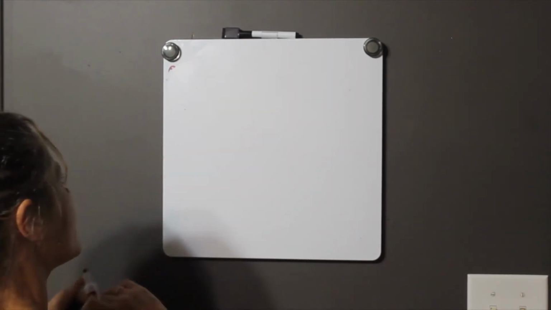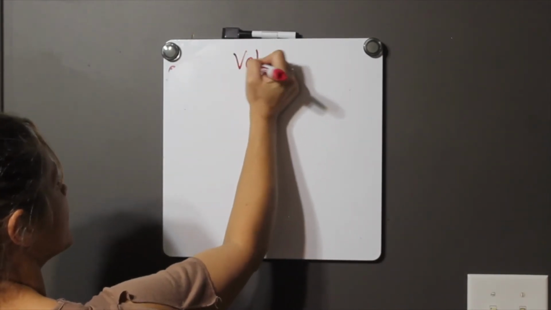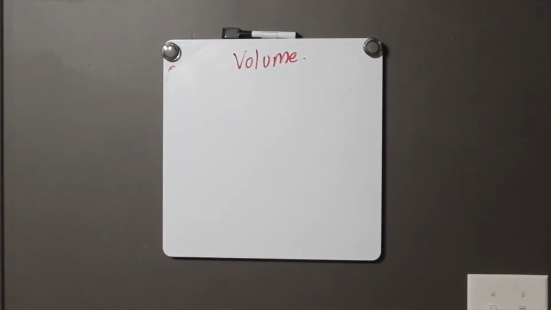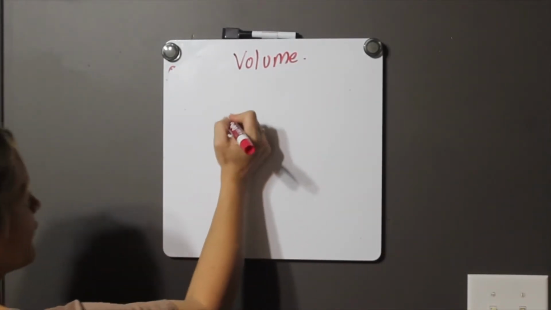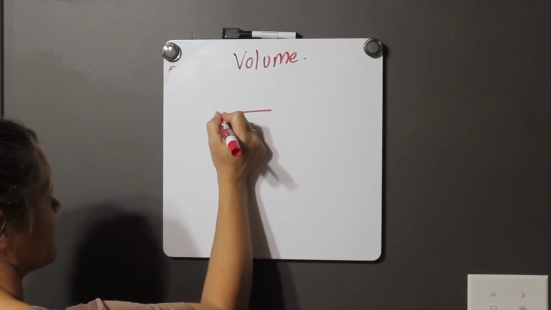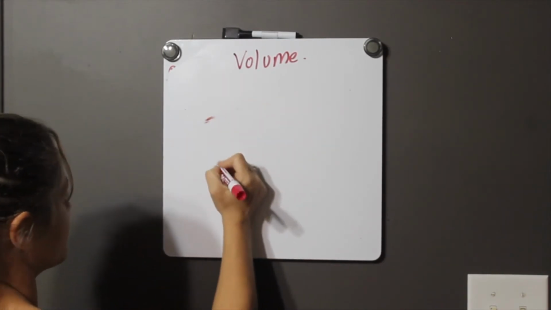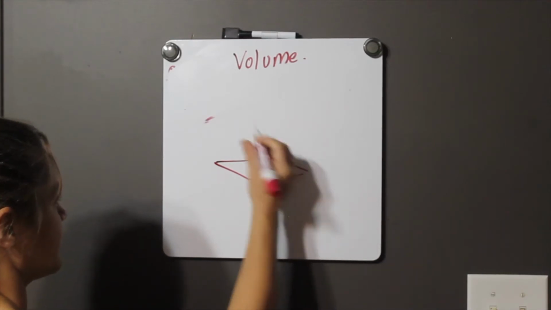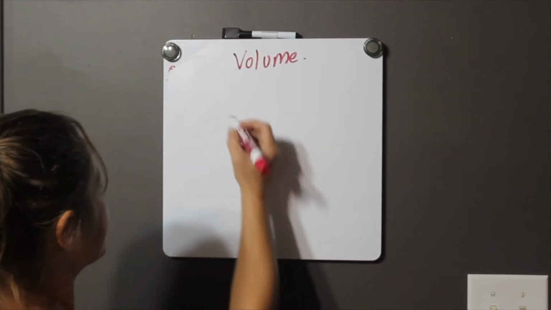Alright, the next part is volume. Just going to check and make sure it's still recording. Yeah, it is. Okay. So volume is what we use for three-dimensional figures. So let's say that we have, these are so hard for me to draw. Say we have a square. I'm going to try it a different way.